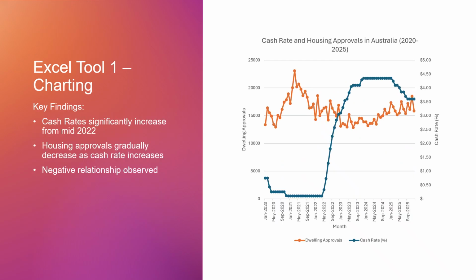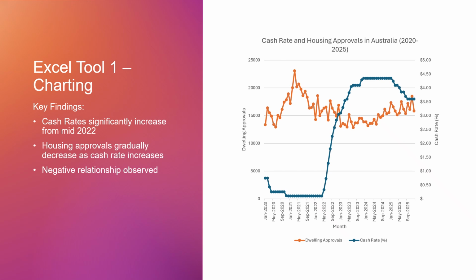Now, the first tool I used was charting, in particular a line chart, which compares the cash rate and dwelling approvals between 2020 and 2025. The chart shows that cash rates remained very low during 2020 and 2021, near 0%, before increasing substantially from 2022 onwards due to the RBA responding to the rising inflation. And during the same period, dwelling approvals generally declined and became more volatile.